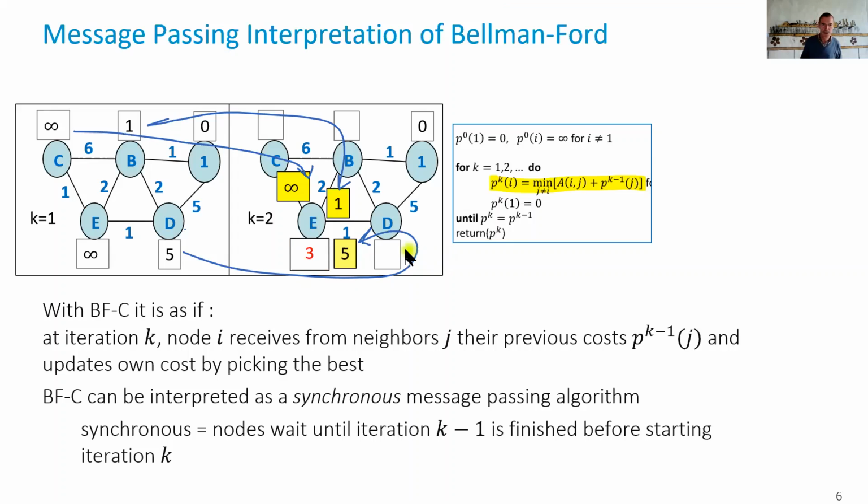For example, this is illustrating what at the second iteration node E will do. E will obtain from its 3 neighbors C, B, and D their own values, which are given in yellow here, and will update its own estimate. So from D, which had a value of 5, 1 plus 5 gives a potential distance of 6. From B, which had a value of 1, 1 plus 2 gives a potential value of 3, which is better. So I forget the D value and I obtain the B value. And from C, I obtain plus infinity, which of course is not better. So the update that is obtained by E is 3 here.